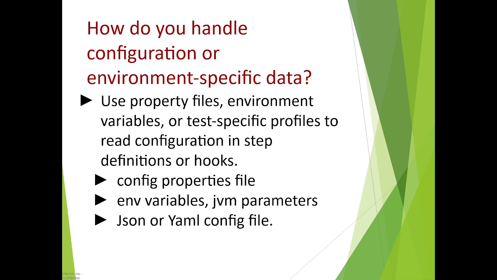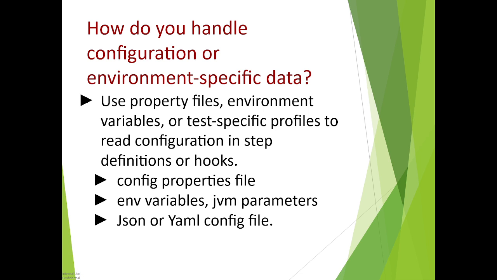In Cucumber with Java, handling configurations or environment specific data like base URLs, credentials, and timeouts is essential for creating maintainable and flexible test suites that can run in different environments, for example QA, UAT, or prod. So you can create a config.properties file where you can put all the base URLs, usernames, passwords, and timeouts. You can also create a configurator that will read the config.properties file and load the properties. You can create a file input stream object and load the config.properties file.